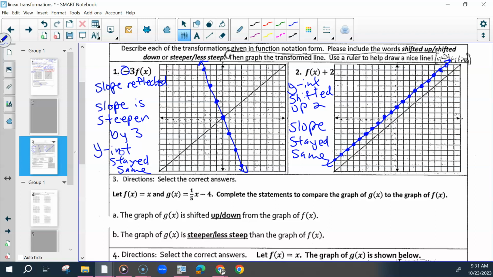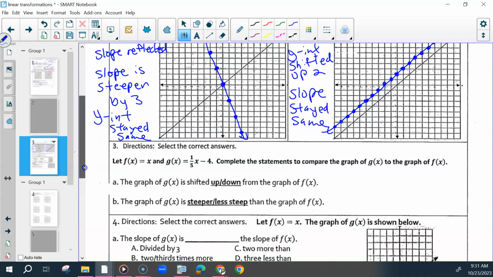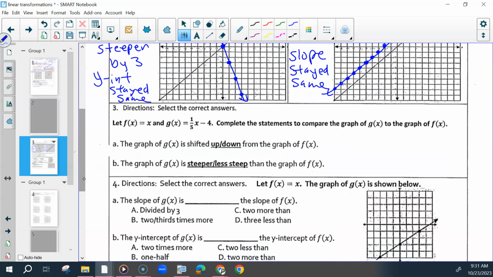Number 3. Again, this is your original, this is the new one. Did the graph shift up or down? Down. And how do we know that? What is a negative? The y-intercept is a negative, so that would be shifted down. Less, why do you think that? Because it's a fraction. So you have to know those differences, what those are talking about.